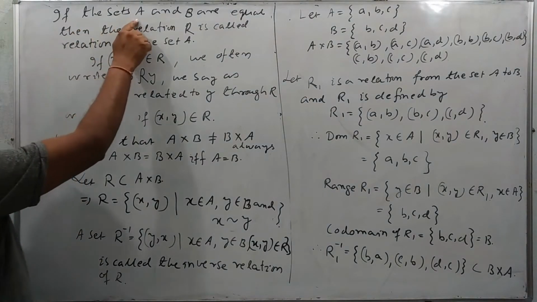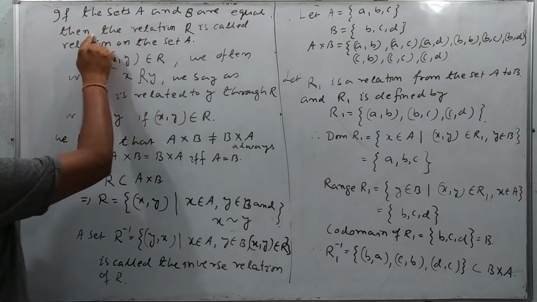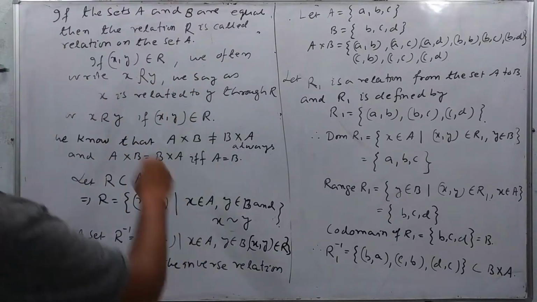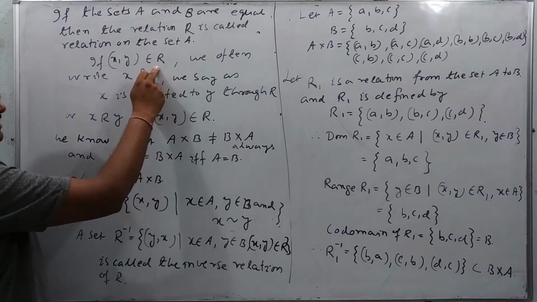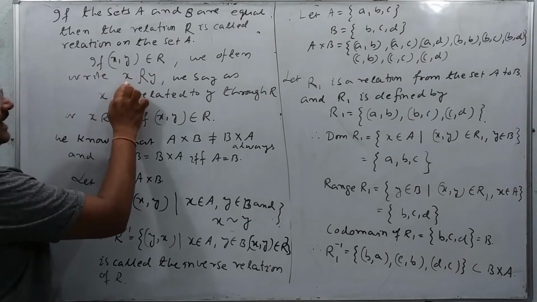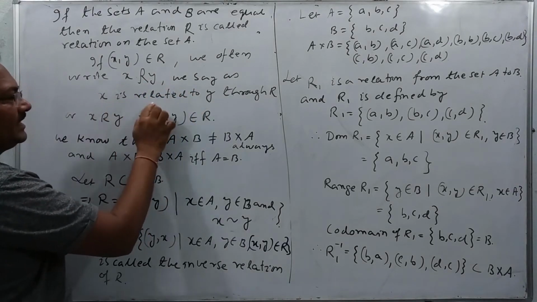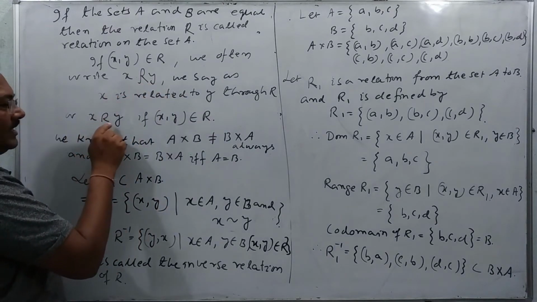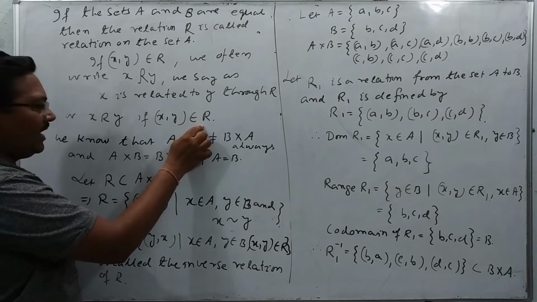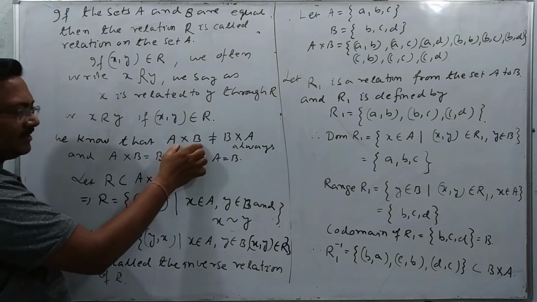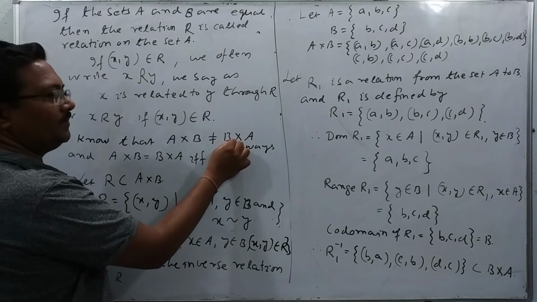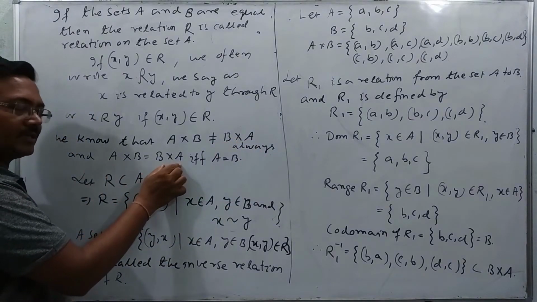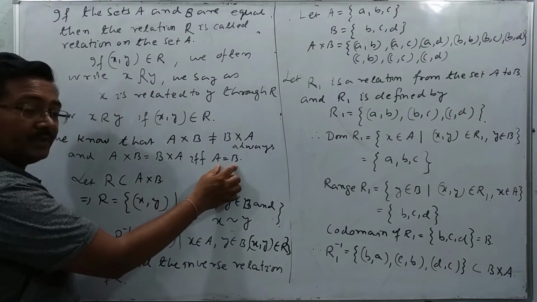If the sets A and B are equal, then the relation R is called a relation on the set A. If (x, y) is an element of R, we often write x related to y. We say x is related to y through the relation, or x related to y if (x, y) is an element of R. We know that A Cartesian product B cannot always be equal to B Cartesian product A, and A Cartesian product B equals B Cartesian product A if and only if A equals B.